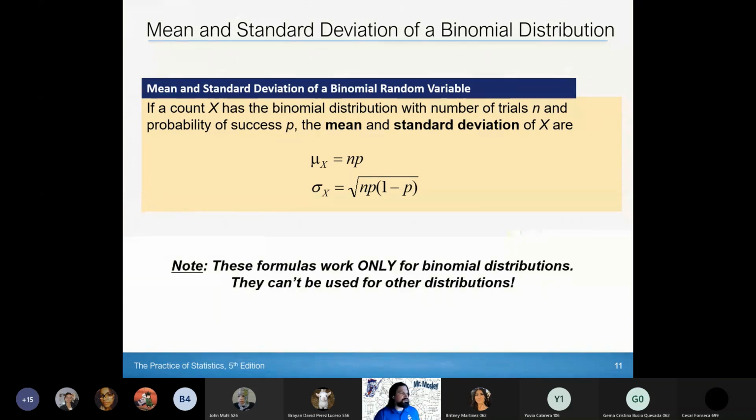Please note, these formulas work only for binomial distributions. They can't be used for other distributions. If you have a normal distribution, right? If you have just something that we haven't considered binomial, this will not work. Use your other calculations. You can see the calculation for mean and variance that we used for other random variables works on binomial. It does not go the other way around.